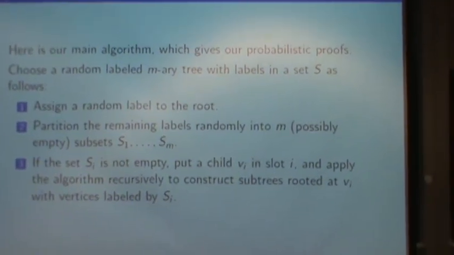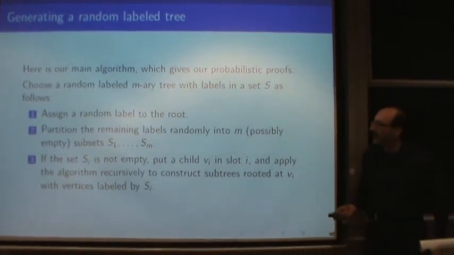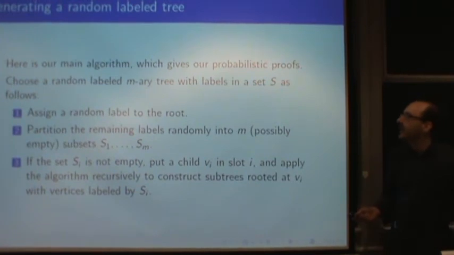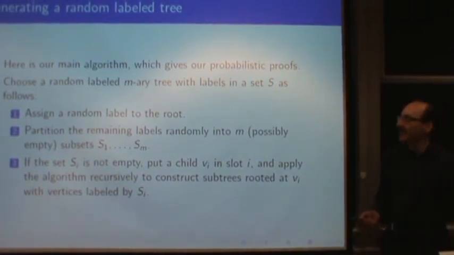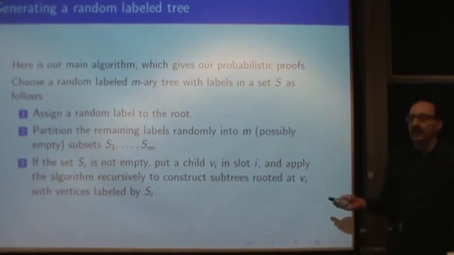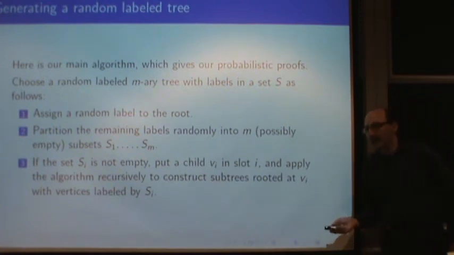So now that we've stated that, here's how we'll prove it probabilistically. We'll choose a random labeled m-ary tree, given a set of labels. Assign a random label to the root. Partition the remaining labels into m subsets which may be empty, S1 through Sm. So this is the difference between the algorithm here and the algorithm for finding a random labeling of a known tree. Since the tree isn't known, we don't have any constraints on the size of the subsets. But otherwise, the algorithm is the same.